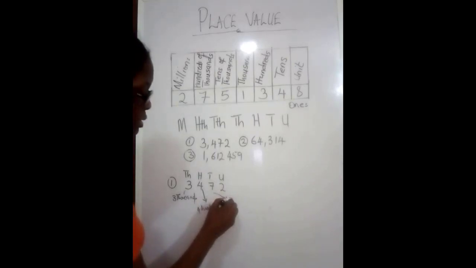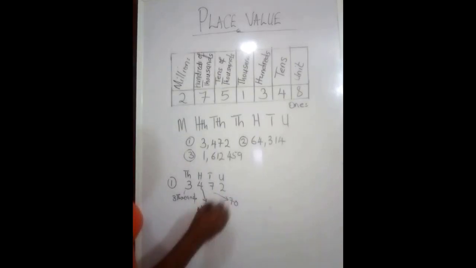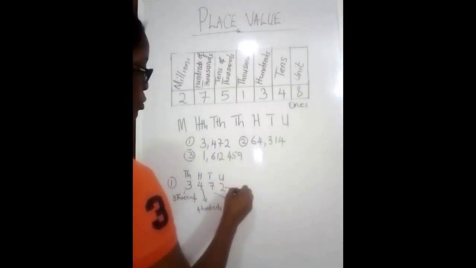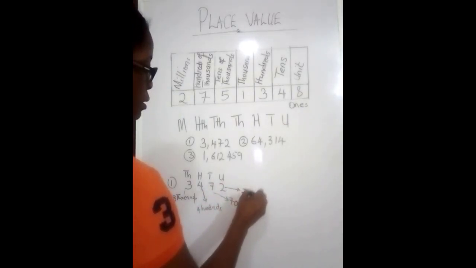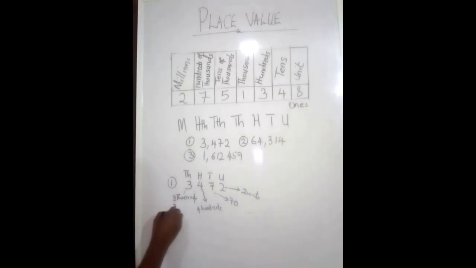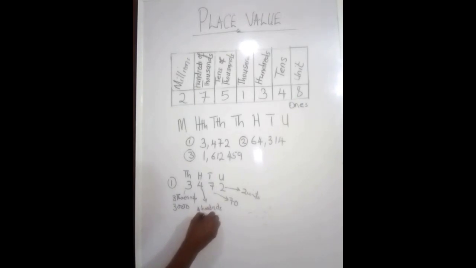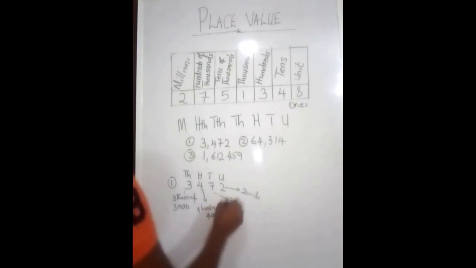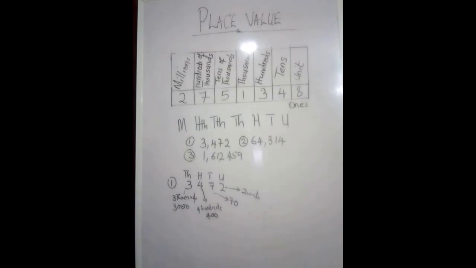How do we write 70? Okay, let's just write 70. And then 2 here is just 2 units. So this is 3,000, 3 and 3 zeros. This is 400, 4 and 2 zeros. This is 70, 7 and 1 zero, and then 2 units. So we can easily see the place value of the different digits in this number.